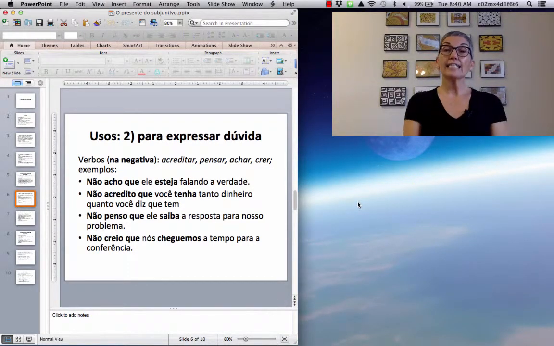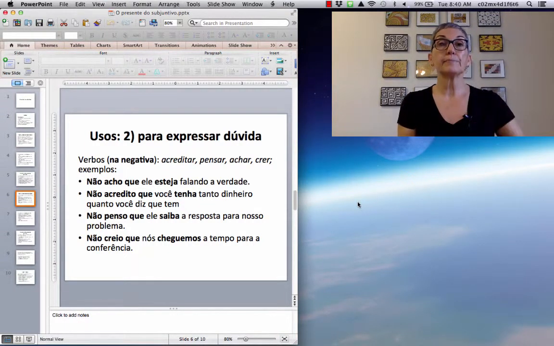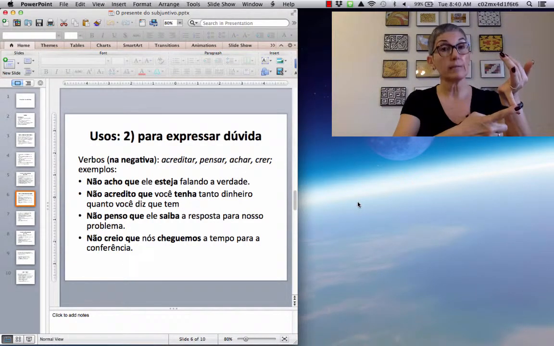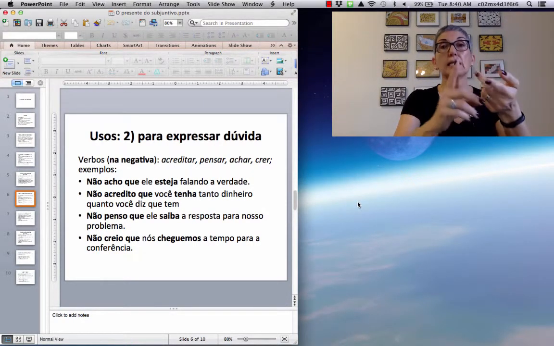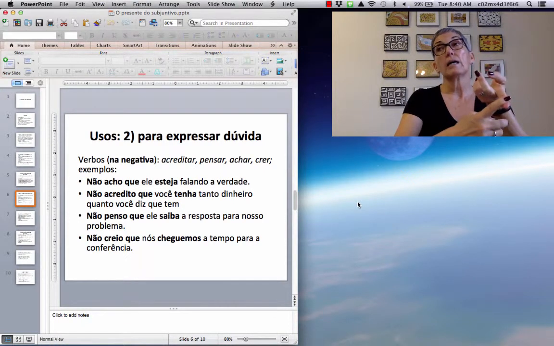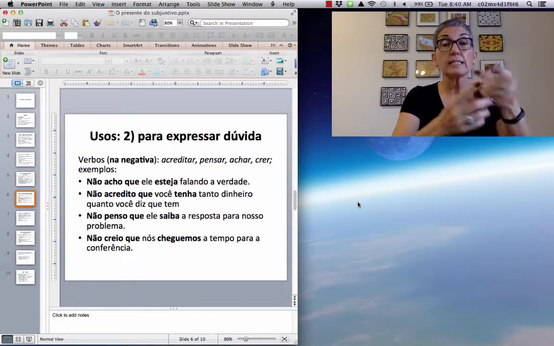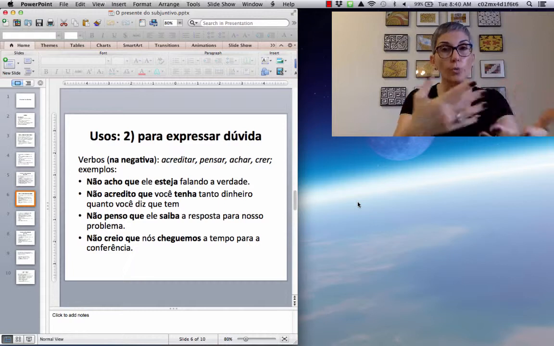I want to take a look at another group of verbs that require the use of the subjunctive, okay? So we have seen the verbs that indicate wish, okay? So for example, recomendar, to recommend, querer, to want, pedir, to ask, aconselhar, to advise, esperar, to hope, okay?